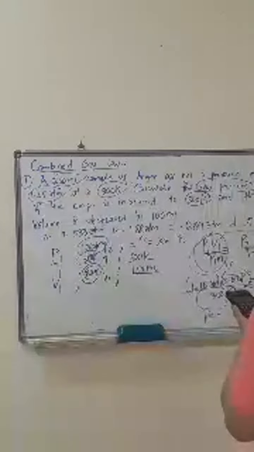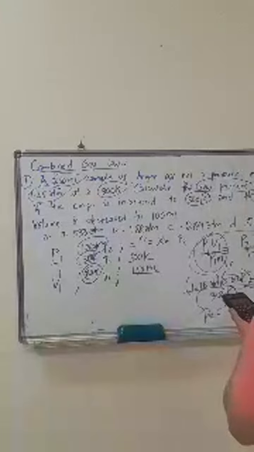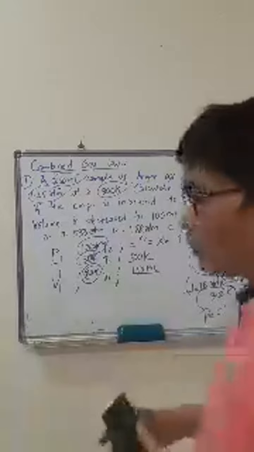Times 500 pa siya, guys, and then divided by 30. So, 520 atmosphere is the answer. 5.20 atmospheres. Now we need to prove this if it is correct or not.